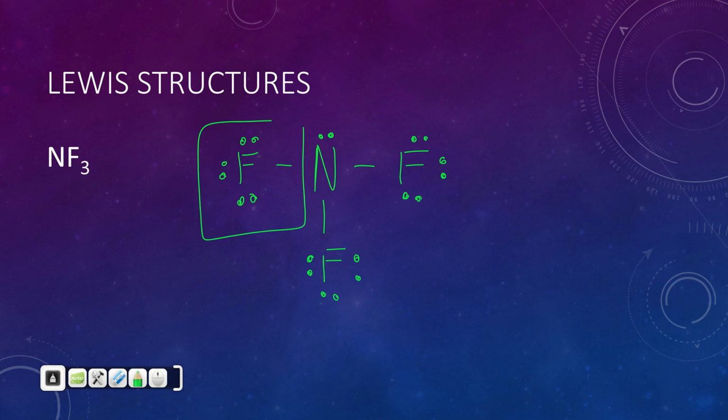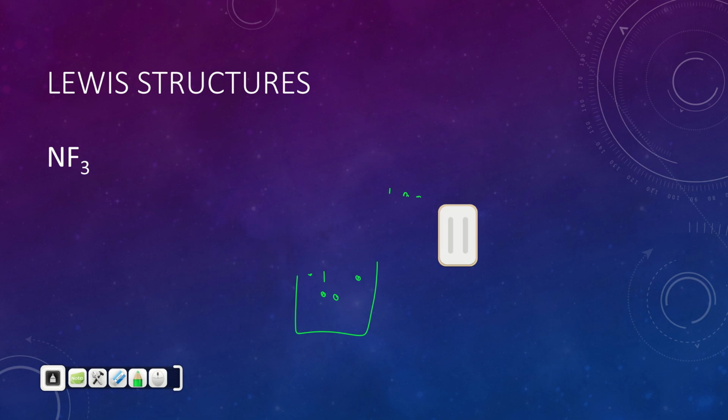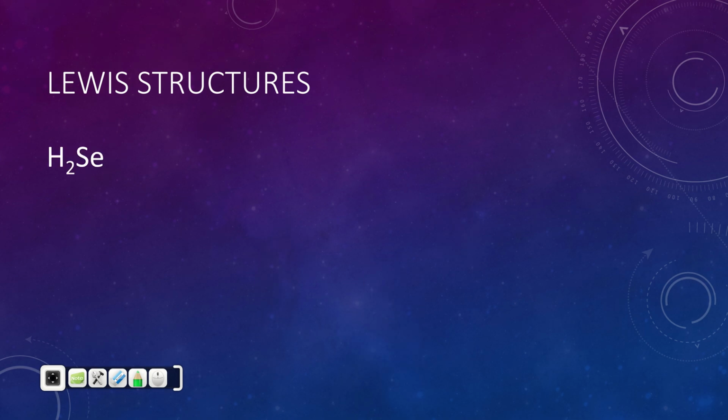This one has 8. This one has 8. The bottom fluorine has 8. And then nitrogen has 2, 4, 6, 8. So again, it's all achieving the octet rule. All right. So I'll do the next one with a slightly different method to see if it might help you go, wait, why are there dots on it?